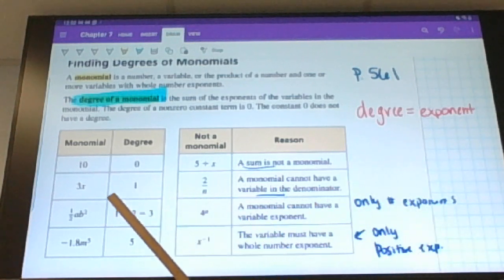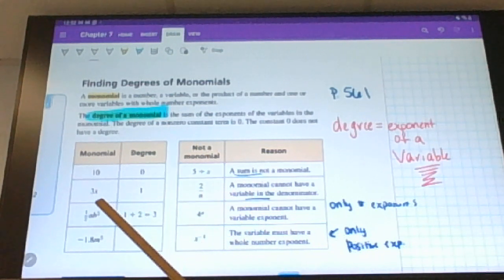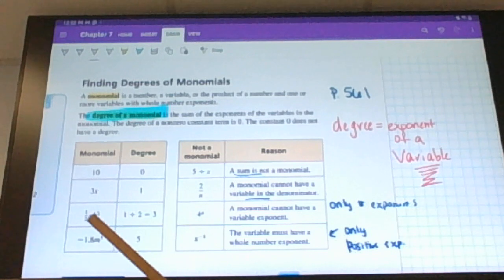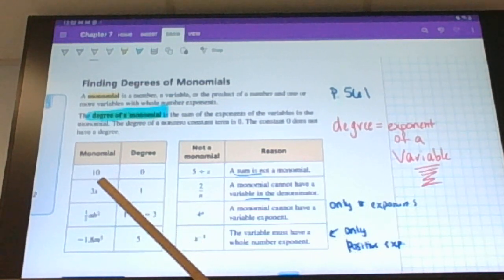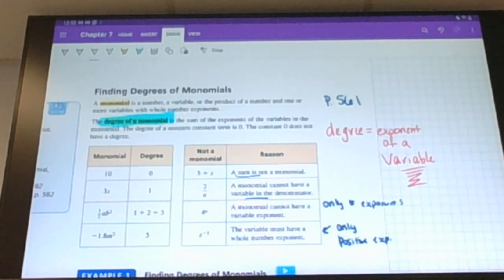Okay? So like here, the degree is 1. I got an exponent of a variable, specifically the variable. Okay? So this x has a degree 1. This one has a degree 3 because it adds the 1 for A and the 2 for B, making 3. And this one has degree 5. This one's degree 0 because there's no exponent. Okay? So you need to know the word monomial and you need to know its degree.